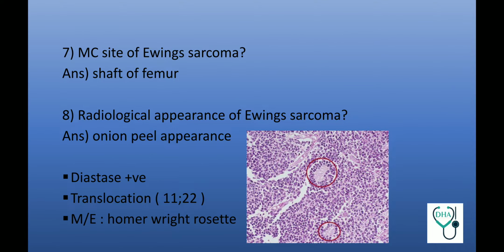Most common site of Ewing sarcoma, shaft of femur. Radiological appearance of Ewing sarcoma, onion peel appearance. 3 important points for Ewing sarcoma. This tumor is diastase positive. It is associated with translocation 11-22, and on microscopic examination you see Homer Wright rosette, and this is an image based question attached to it. Homer Wright rosette seen on histopathology of Ewing sarcoma.